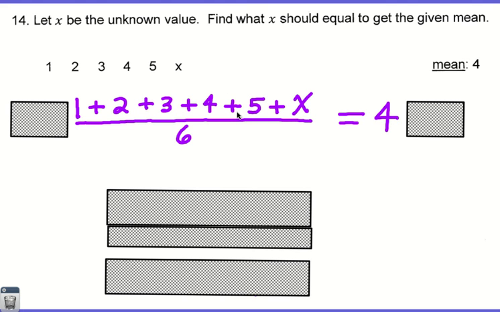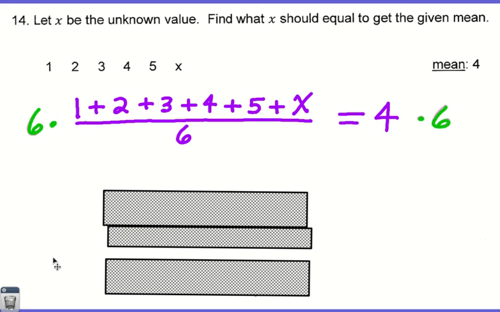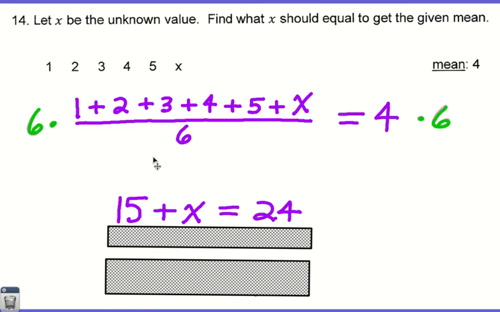And so now we just have to work backwards solving for x. The first thing we're going to do is multiply both sides by 6. We're doing this backwards, dividing by 6, so multiplying by 6 undoes that.